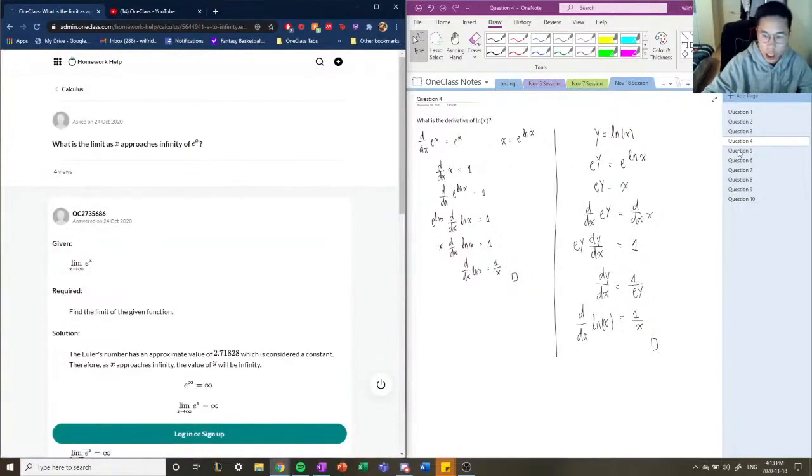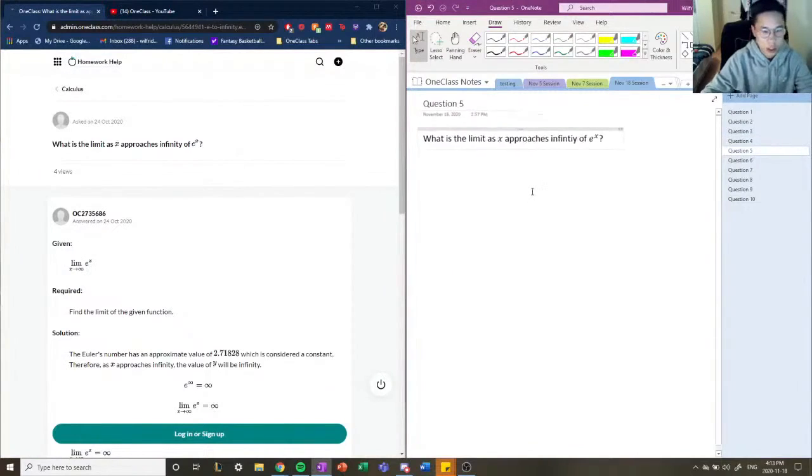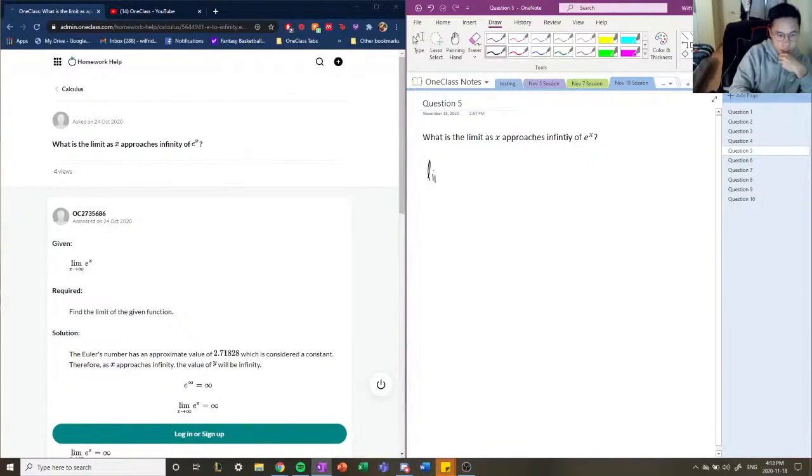All right, let's move on to question number 5. Question number 5 reads, what is the limit as x approaches infinity of e to the x? So they're basically asking us, if we write in conventional notation, what is the limit? This is the limit notation when x approaches infinity of our function e to the x.